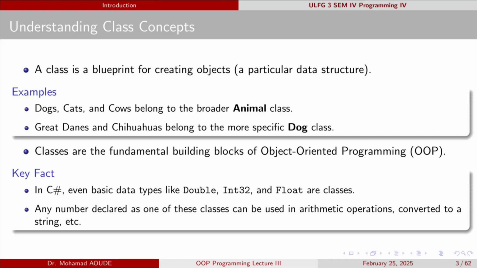Important fact: even simple data types like double and Int32 in C# are actually full classes behind the scenes, with built-in methods like ToString. This shows how deeply classes are integrated into everything in C#.